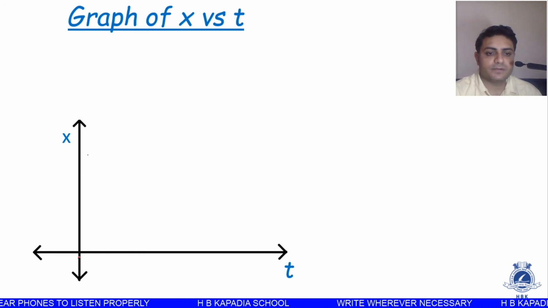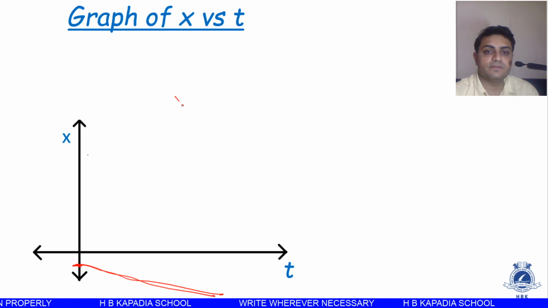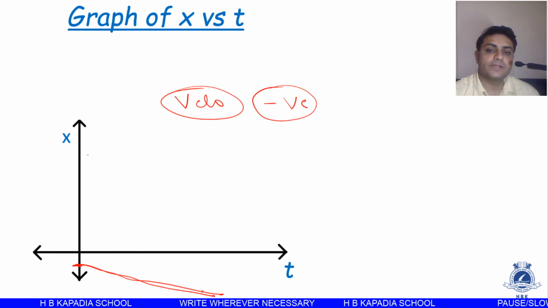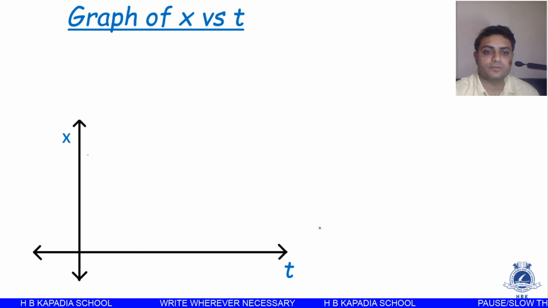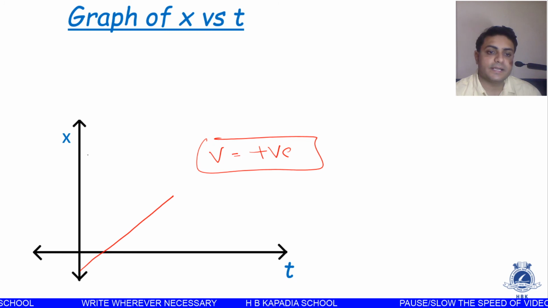So if a graph is like this, if he initially is in the negative direction and later on he moved further in the negative direction, in this case we have to consider velocity to be negative, because he is going more towards the negative direction. If the graph is like this, then the velocity is considered to be positive. Why? Because no doubt he initially is in negative direction, but he is moving towards the positive direction.